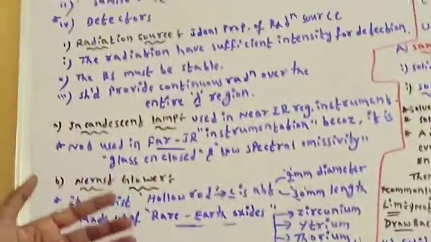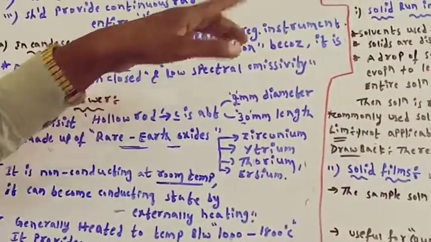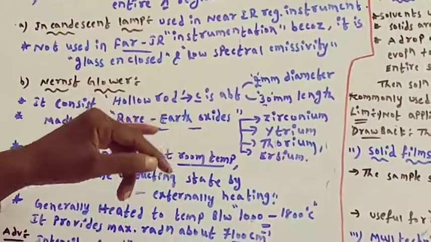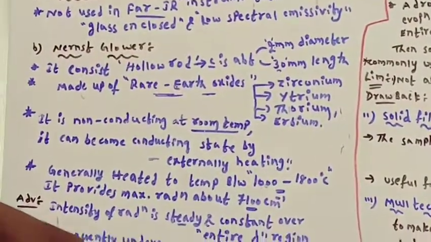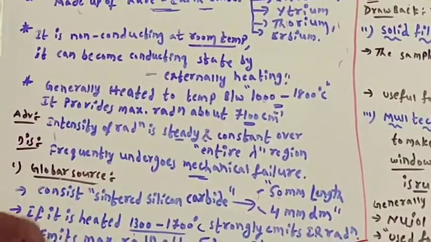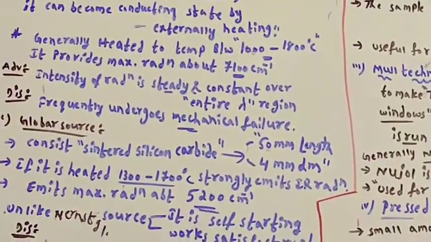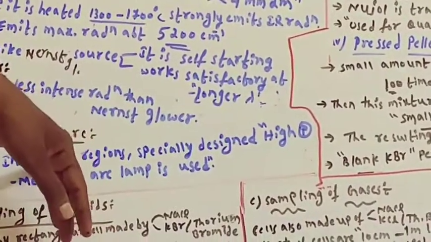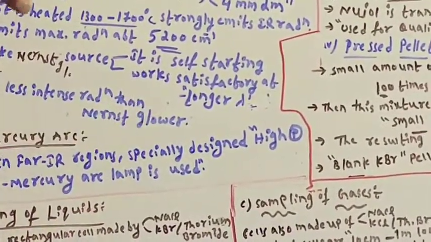First one, incandescent lamp and Nernst Glower. The incandescent lamp is used in the near IR region. The Nernst Glower is made up of rare earth oxides, the Globar source is made up of sintered silicon carbide, and the mercury arc lamp is a high pressure mercury arc lamp used in far IR regions. So this is about the radiation source.